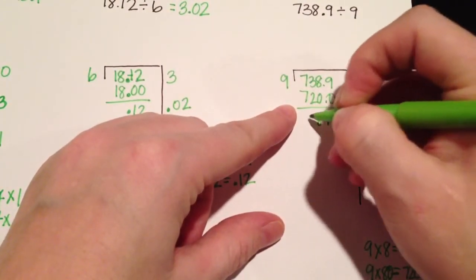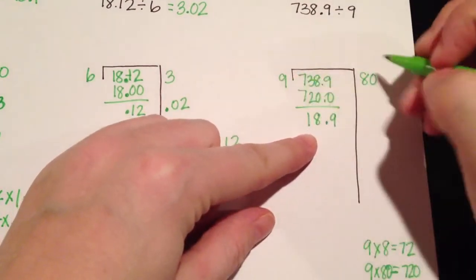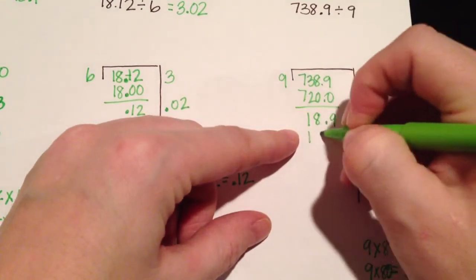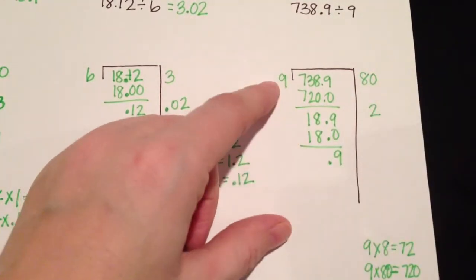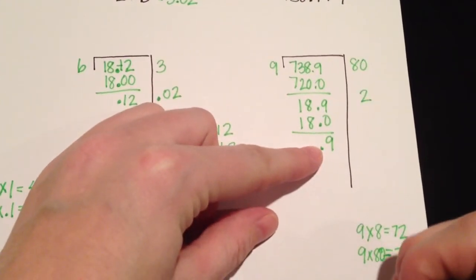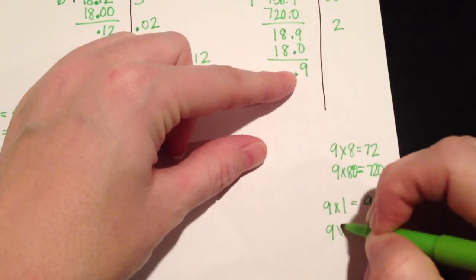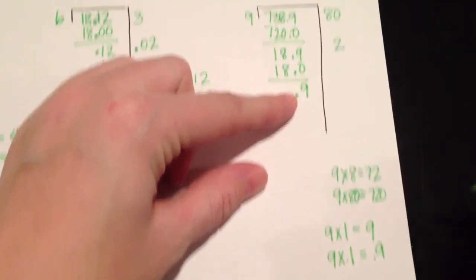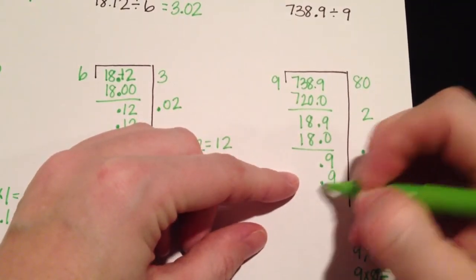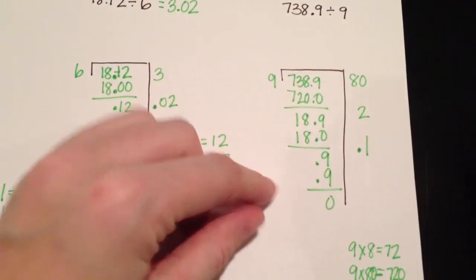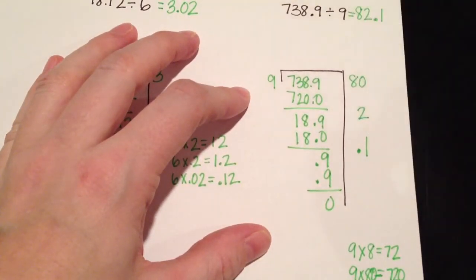Subtract. And I'm left with 18 and 9/10. 9 goes into 18 twice. And 9 times 1 is 9, so 9 times 1/10 is 9/10. So I know that I can take out 1/10 to get 9/10, and my answer is 82 and 1/10.